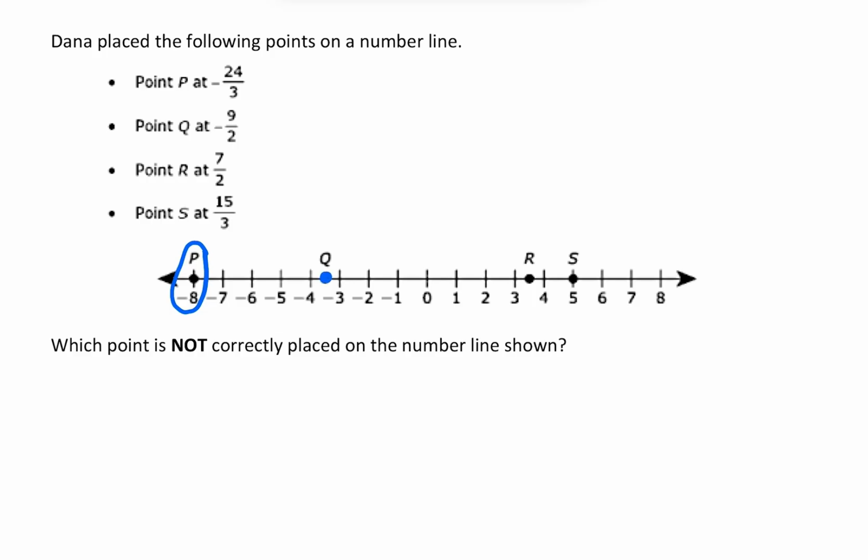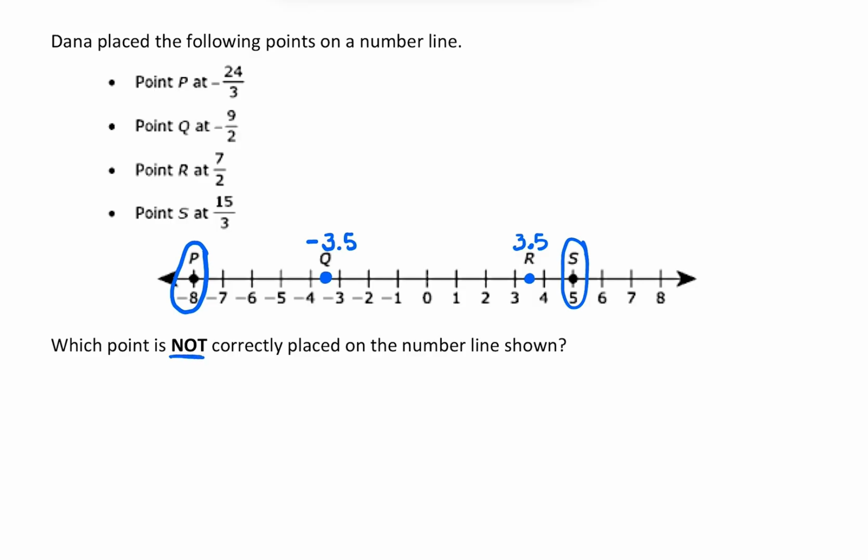So first of all, this is going to be a negative because it's on the negative side. Now, this is where some of my 6th graders get confused. I am between 3 and 4. So over here on the positive side, that might be a little bit easier for you to think about. What is between 3 and 4? Right in the middle. It is 3.5. Between -3 and -4 is -3.5. And then R is also in the middle of 3 and 4, but this time it's on the positive side, so it's positive 3.5. And then S is very easily on 5.